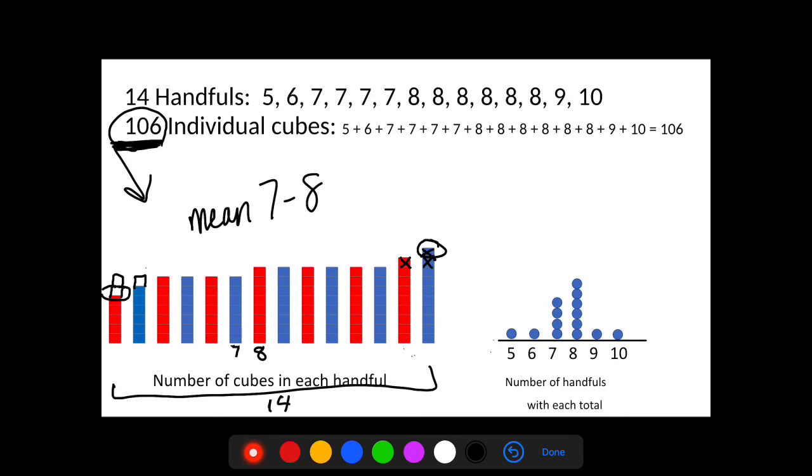Let's look at what happens if I try to do that on the right. So over here at the 8, I have 1, 2, 3, 4, 5, 6 different data points. And if I were to take the top data point and relocate it over here, where I only had 1 data point, that changes things. And let's see how. That's like taking this 8, crossing it out, and turning it into a 10. So now instead of 106 cubes, I have 108. So we can't just redistribute our handfuls like we did our cubes. We'll end up with an error.